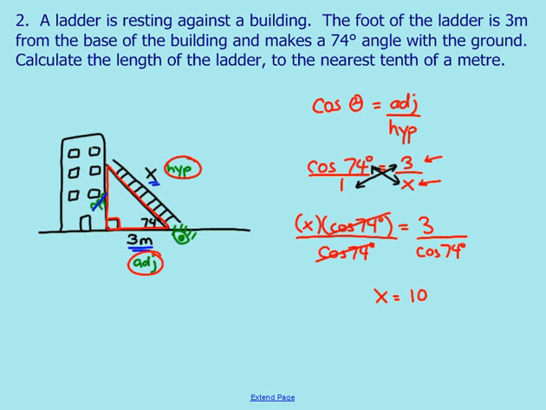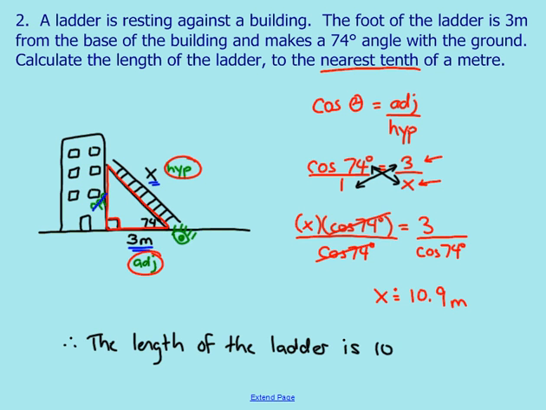I got 10.8838 and so on. And they said to the nearest tenth again. So that is 1 decimal place, and that second 8 is going to round up that first 8. So 10.9. Approximation dot because you rounded, and this said to the nearest meter. All right, quick therefore statement. Therefore, the length of the ladder is 10.9 meters.